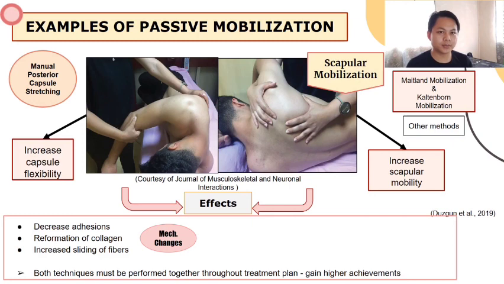Based on Dasgan from 2019, the effects of both of these techniques are the same: they can decrease the adhesions, reform the collagen, and increase the sliding of fibers. This is for mechanical changes. Dasgan also stated that both techniques must be performed together throughout the treatment plan to gain higher achievements for the patient to regain their functional abilities.